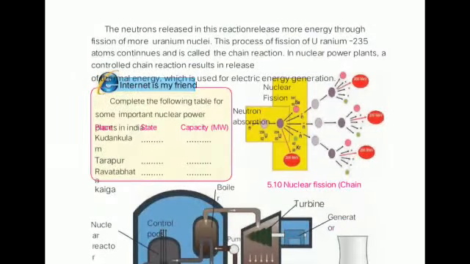The neutrons released in this reaction release more energy through fission of more uranium nuclei, and this process of fission of uranium-235 atoms continues and is called the chain reaction. In a nuclear plant, a controlled chain reaction results in the release of thermal energy which is used for electricity generation, means that thermal energy will be utilized to heat up the water in the boiler, and that steam will force the turbine to move, and then electricity will be generated.